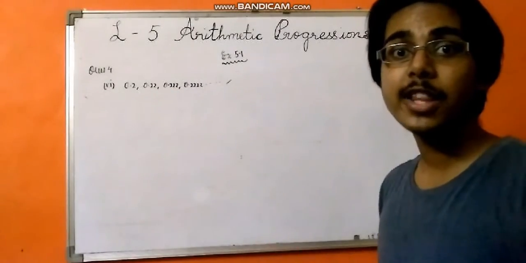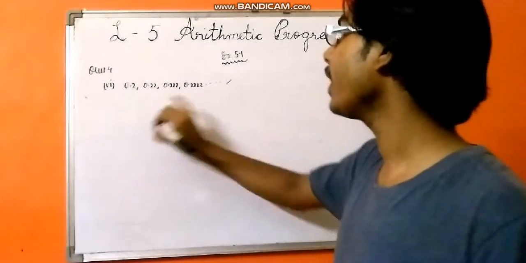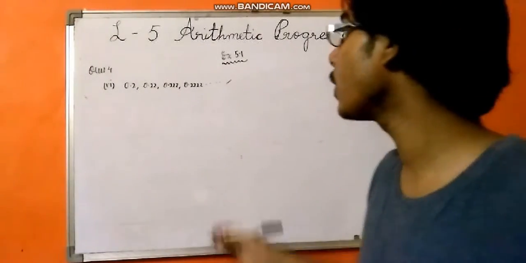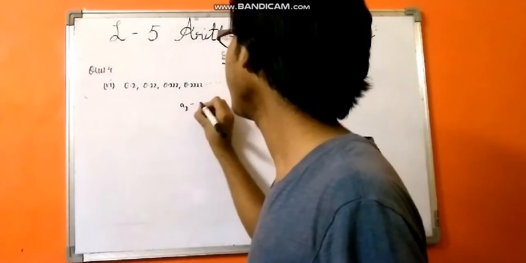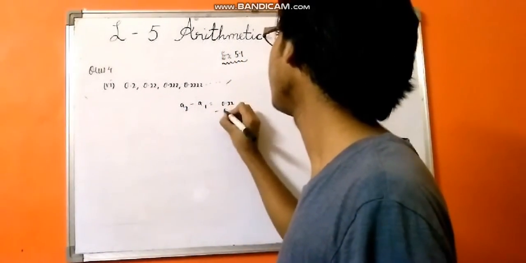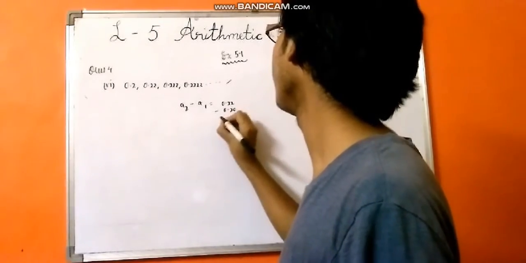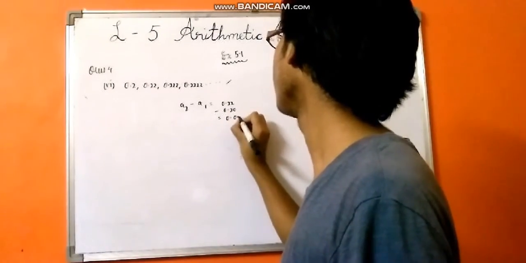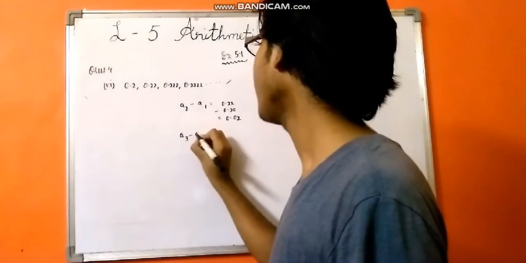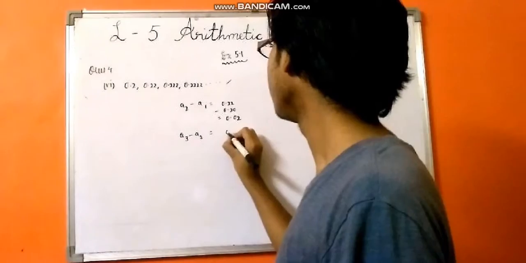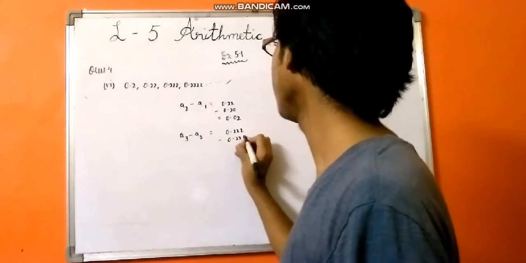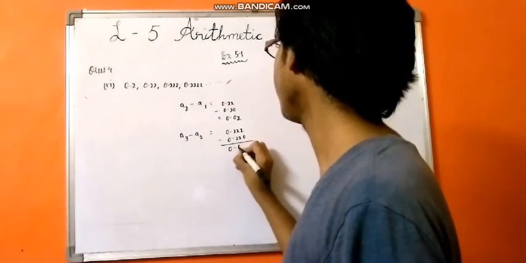First we need to find whether it is an AP or not. You can clearly see that this will not be an AP, but again we will check the common difference, which is A2 minus A1, equal to 0.22 minus 0.20, which equals 0.02. Now A3 minus A2 would be equal to 0.222 minus 0.220, which equals 0.002.